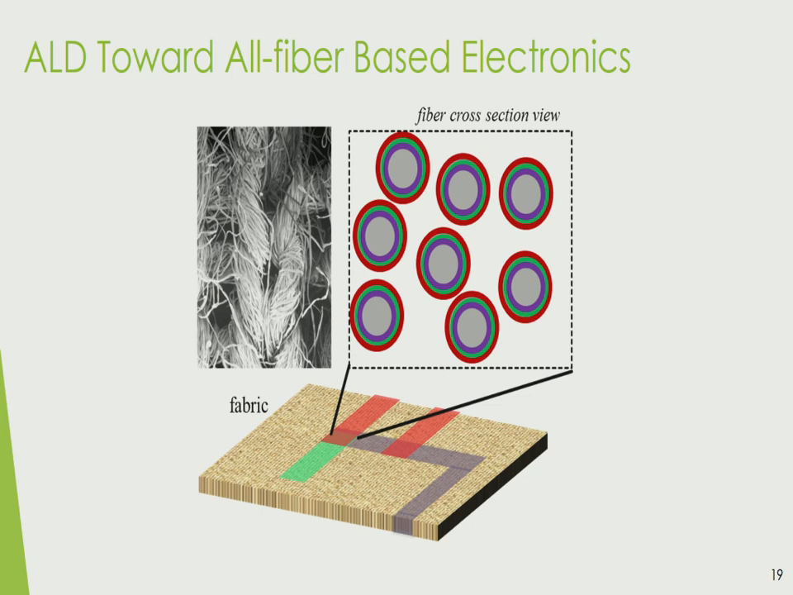So this is the long-term vision here, that we have these knit structures. We can coat these yarns at the fiber level with multiple layers of coatings in different orientations, so we can start actually making three-dimensional all fiber-based electronics.